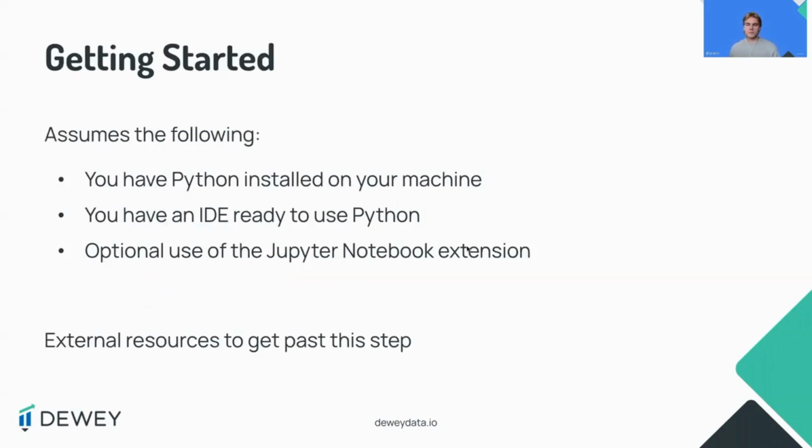To get started, we're going to assume a few things. First, that you have Python installed on your machine. Next, that you have an IDE ready to use Python. And today we're going to make use of the Jupyter Notebook extension in VS Code. If all of this is a little bit confusing, be sure to research these items and get this ready, and then you can move forward with this tutorial. Now let's go ahead and move over to VS Code.